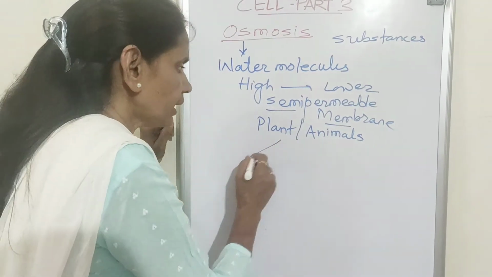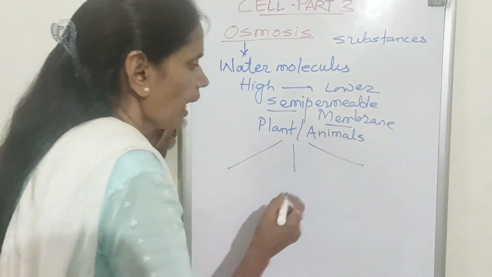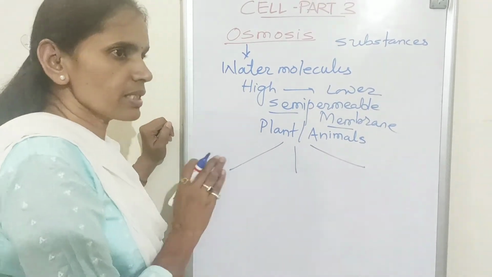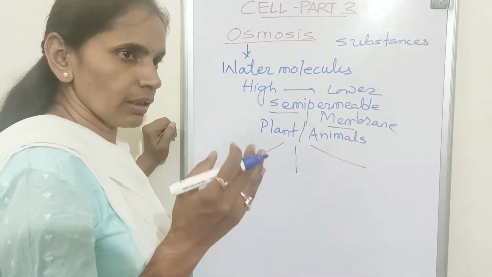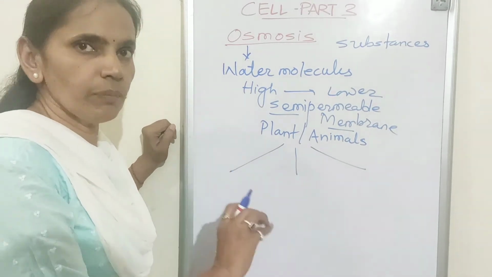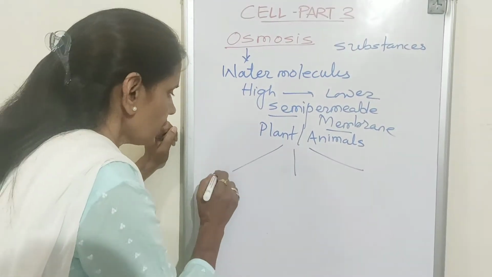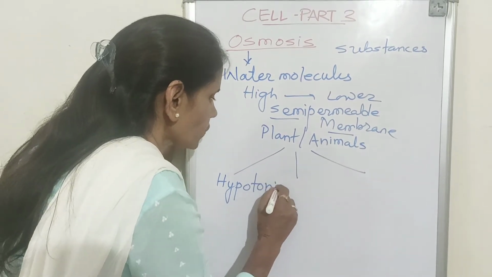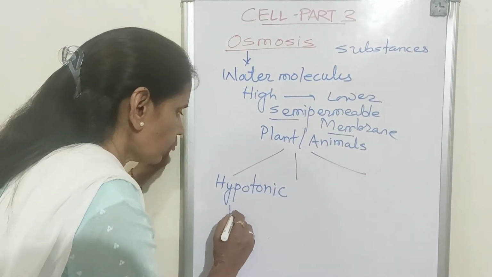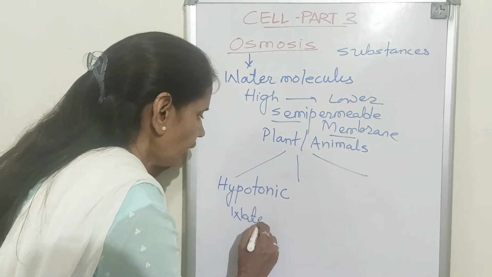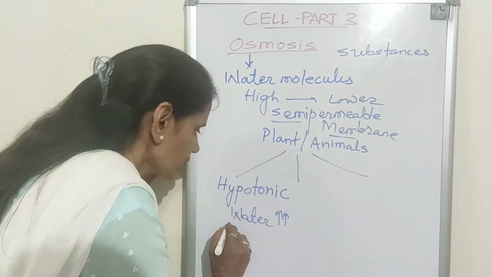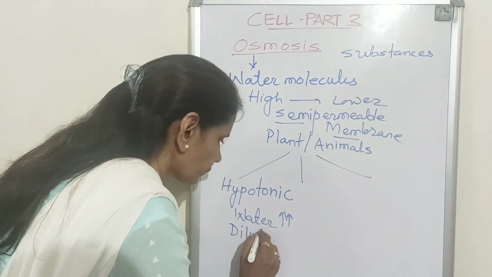Now here these three different solutions are, either it may have the water concentration more than the cell, more than the environment, or it will be similar. So the first case is the hypotonic solution. In case of hypotonic solution, the concentration of water molecules surrounding the cell is higher. That means here the solution is dilute.